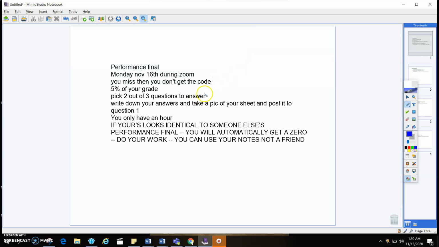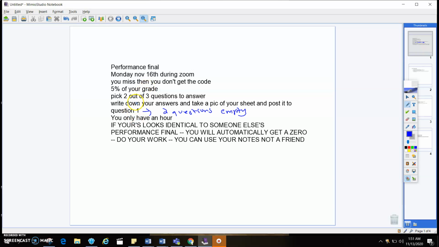There are going to be 3 options to pick from for the questions, and you're going to pick 2. You're going to write down your answers, take a picture of it, and post it to question 1. This means that you're going to have 2 questions that are going to be empty. And you're only going to have 1 hour, so you've got to move pretty quickly.